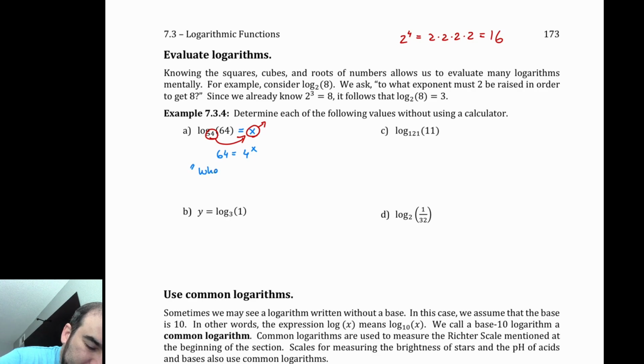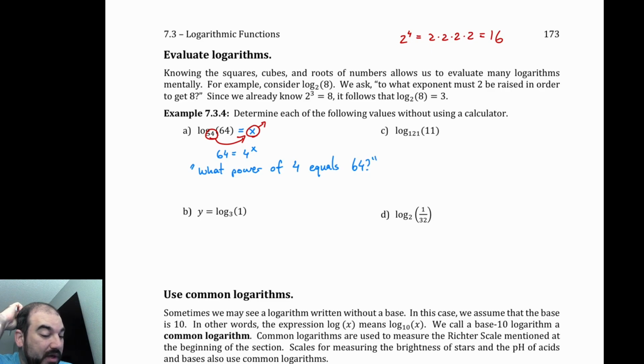what power of 4 equals 64? That is the question that we're being asked here.